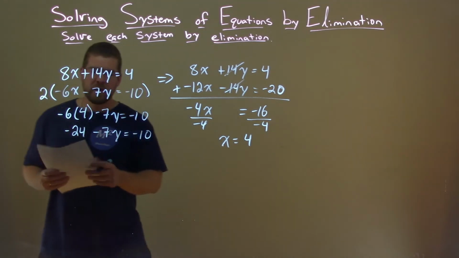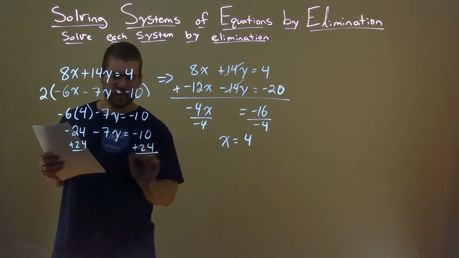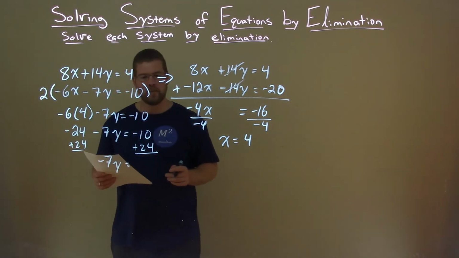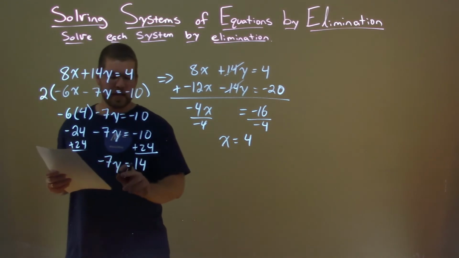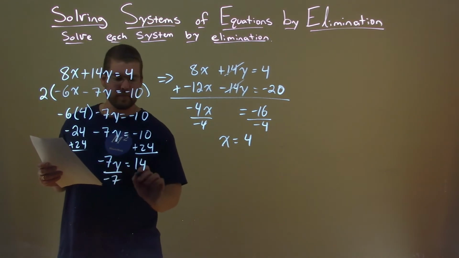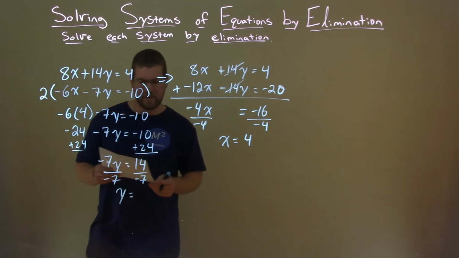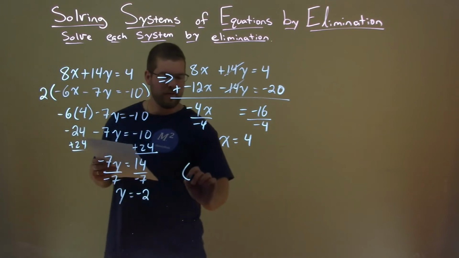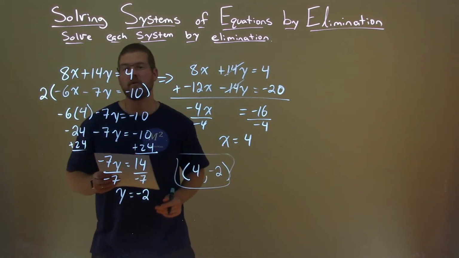Okay? Add 24 to both sides. And negative 7y equals negative 10 plus 24, which is a positive 14. Divide both sides by negative 7. And we're left with y by itself. 14 divided by negative 7 is a negative 2. So we have our values: x is 4, y is negative 2, and there is our final answer.